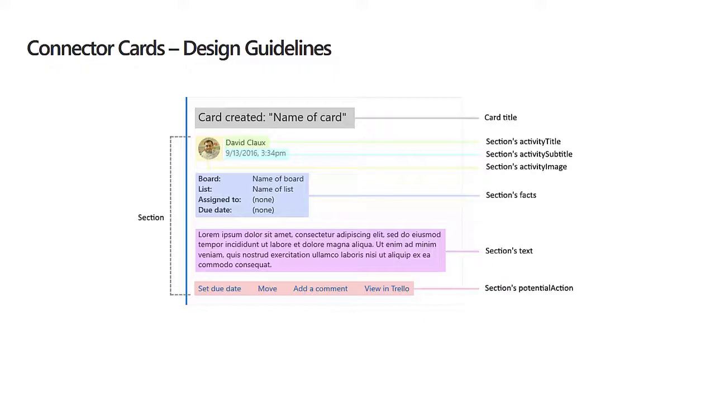So in the sample you see here, we have a title for the card, a section about activity, some facts listed here, which is just a little table that shows information about specific items, as well as some text and actions down at the bottom. Again, these sections are optional. The individual pieces within the sections are also optional, so you can mix and match all of these to provide the information that you feel is relevant.